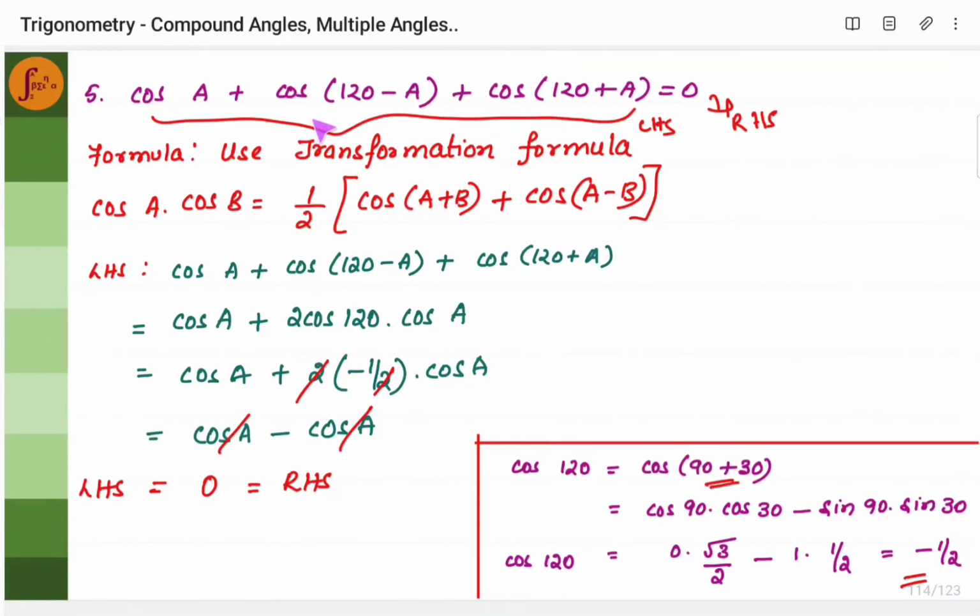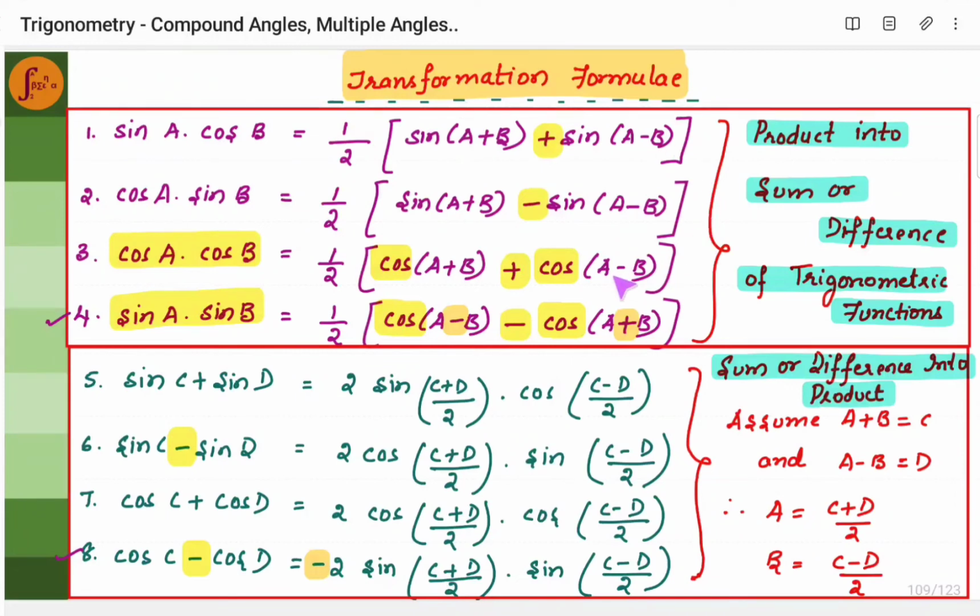So if you see here, this is of the form cos A plus B and cos A minus B, right? This is in the first set of transformation formulae. Let's see that. So here's the list of the first set of transformation formulae. Sin A plus B plus sin A minus B, right? Sin A plus B minus sin A minus B. Now we have a problem where we have cos A plus B and cos A minus B. What is cos A plus B plus cos A minus B? It is 2 cos A into cos B.